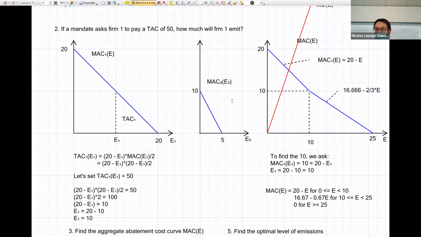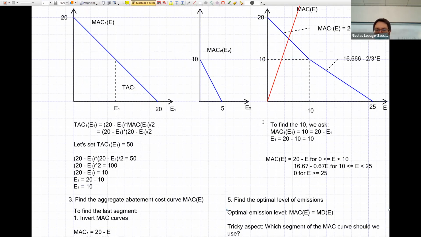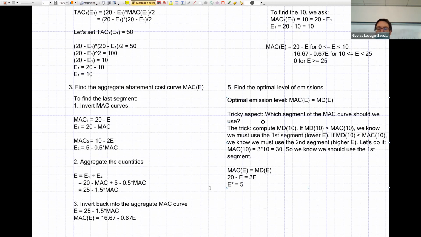So here MAC of 10, MD of 10 gives me 30. So I know that I should be on the left here. So I should use this segment, not that segment. Again, don't thank me, thank a student in the fall semester who came up with this nice trick.